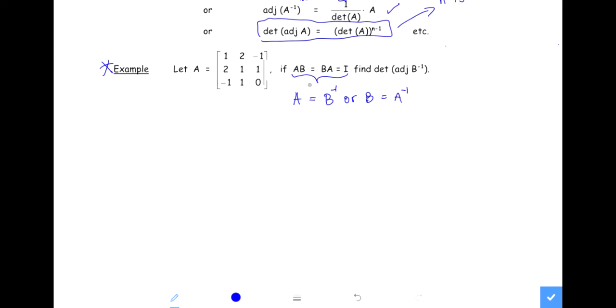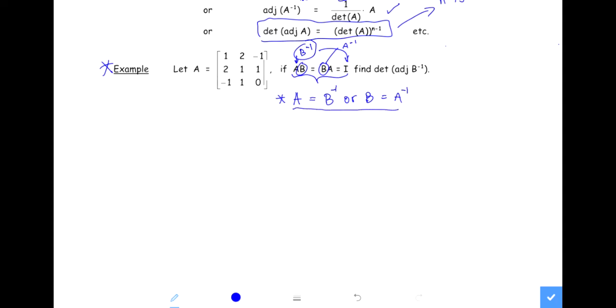Because if A is equal to B inverse, you can replace A with B inverse, and then B inverse times B will be equal to I. Or if B is equal to A inverse, you can replace B with A inverse, and A inverse times A is I. So you see, this fact gives you this information.